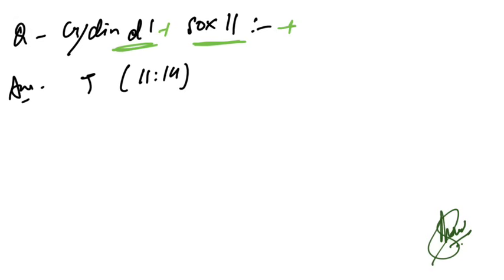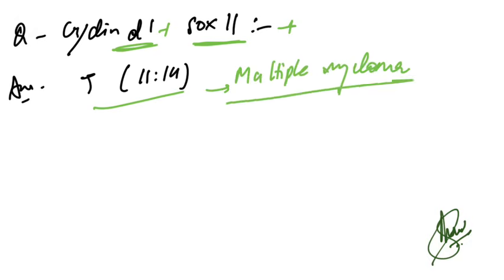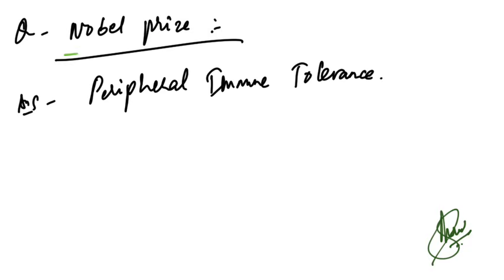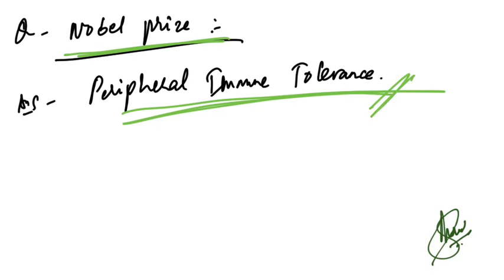And translocation 11;14 is known as, in multiple myeloma it is present. So this was also given. Now the Nobel Prize was given for peripheral immune tolerance recently.